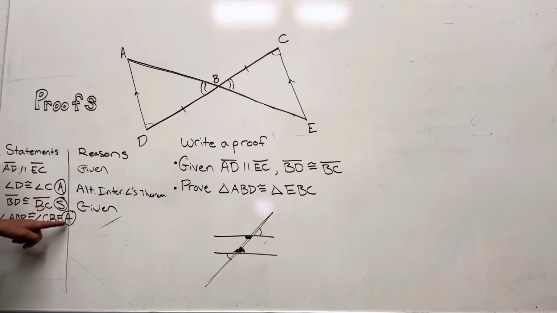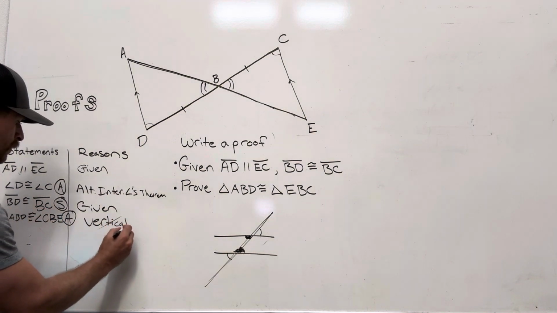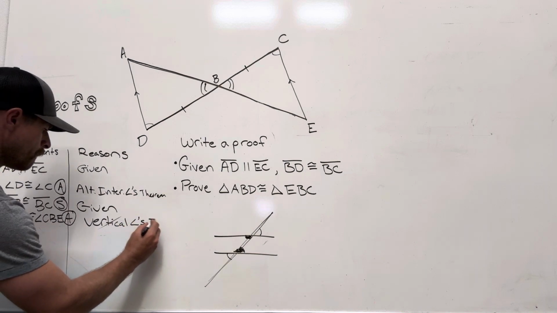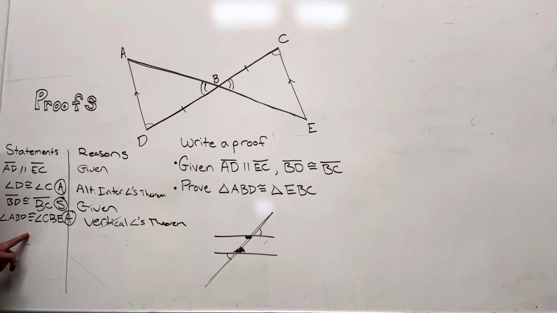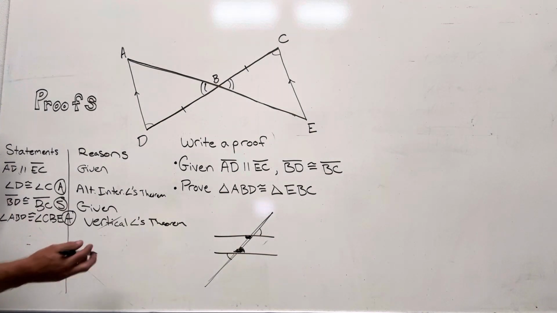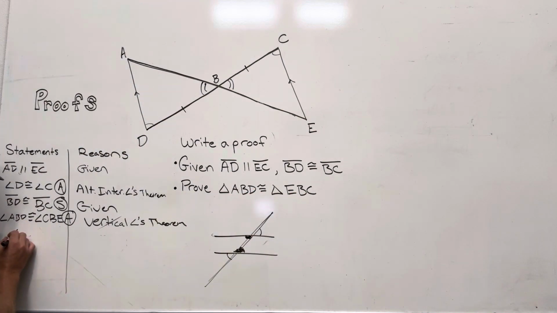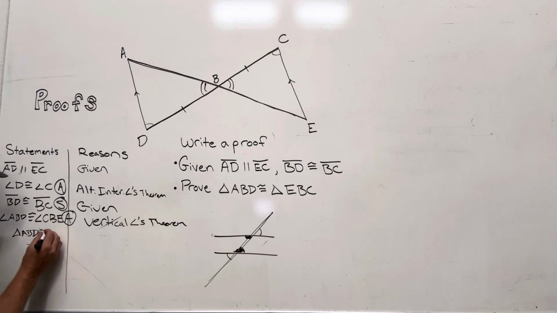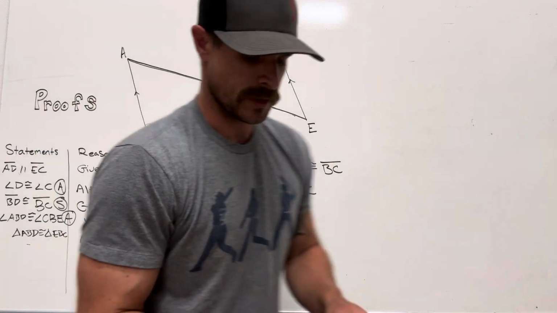So we've got angle, side, angle. How do we know this? This is from the vertical angles theorem. Now, last and final, we got to tell our last statement. Our last statement is going to be that triangle ABD is congruent to triangle EBC. How do we know that? Because of angle, side, angle congruence.